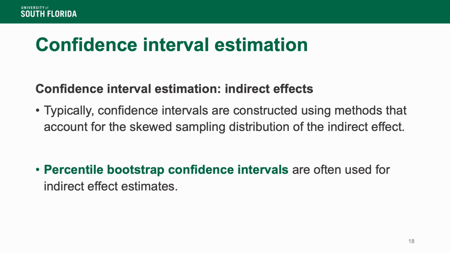When it comes to indirect effect estimates, we typically construct confidence intervals that can take into account the skewed sampling distribution of the indirect effect. While there are many different methods available that can take into account that skewed sampling distribution, in practice, the percentile bootstrap confidence intervals are most often used for indirect effect estimates.